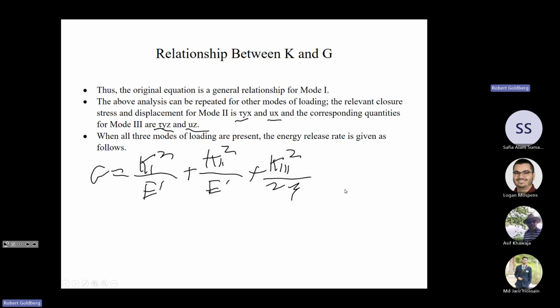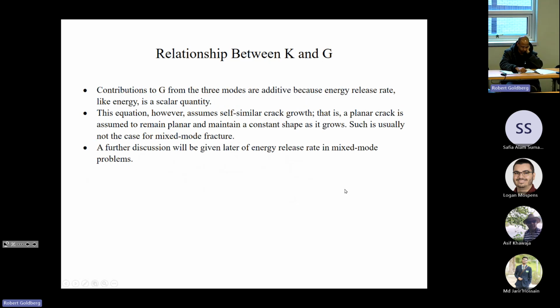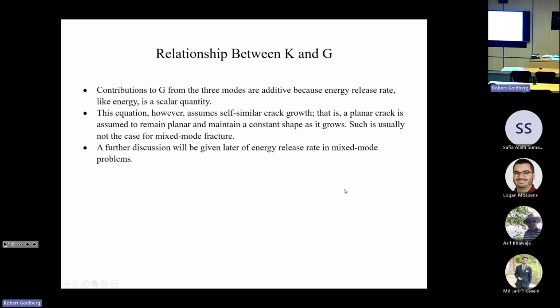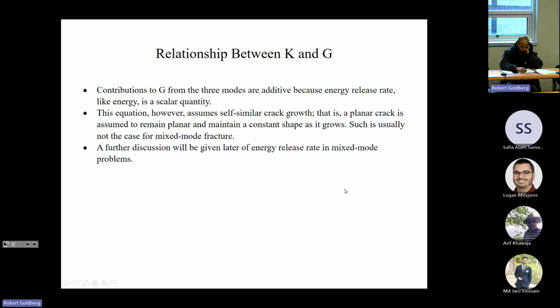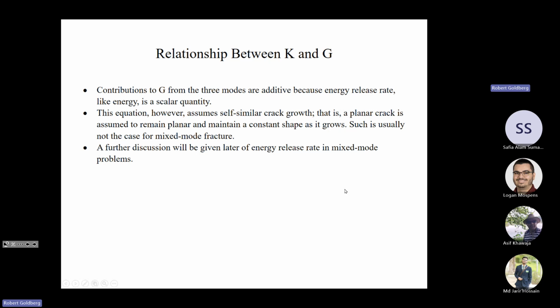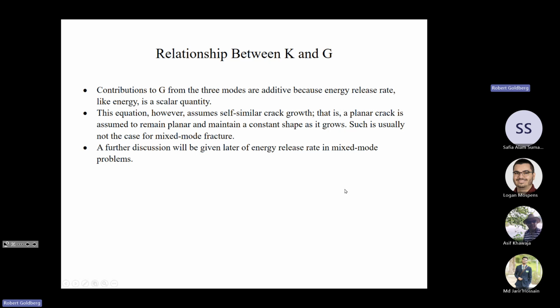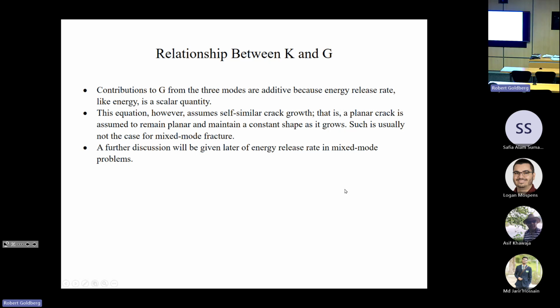Now, the thing to keep in mind, like anything relating to approximate simplified analyses, there are a couple of things to keep in mind. First of all, this equation assumes self-similar crack growth, that if you have a planar crack, it stays planar no matter what you do to it. It may change its size, but it maintains a constant shape as it grows. So this equation works great if your situations follow this simplified situation.